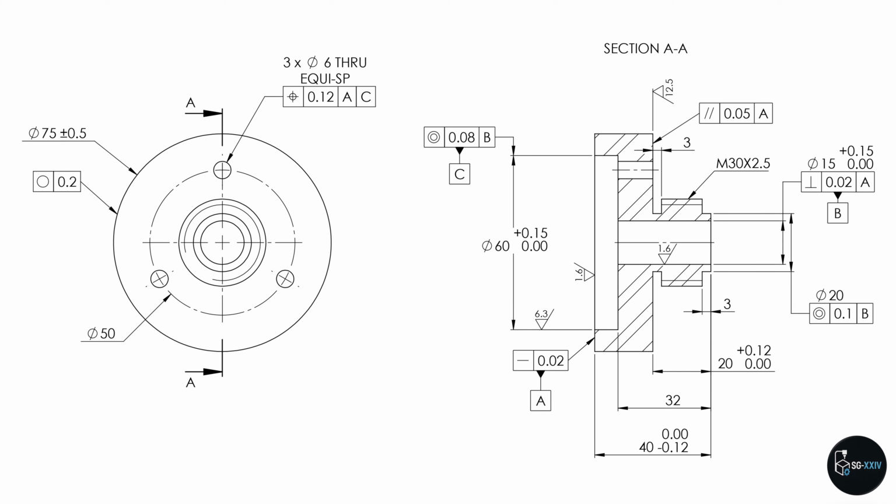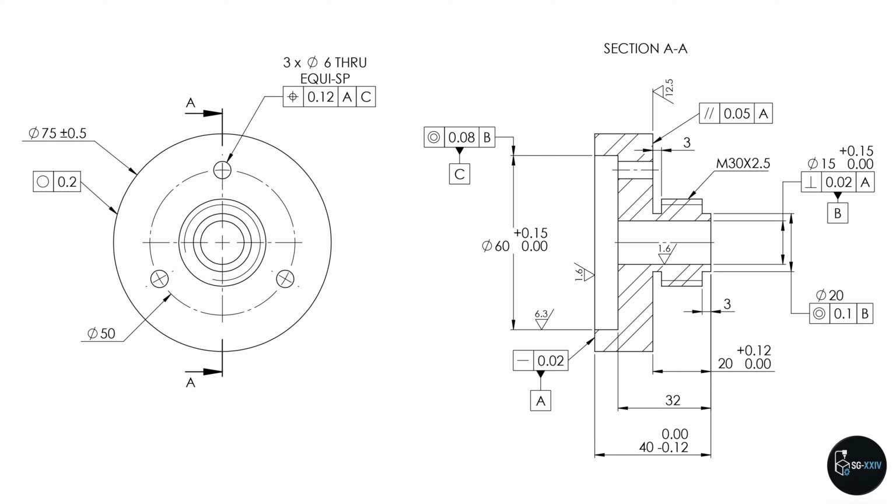Now moving to the GD&T symbols. The top machined face includes a parallelism tolerance of 0.05 mm relative to datum A, ensuring it remains parallel to the bottom mounting face.